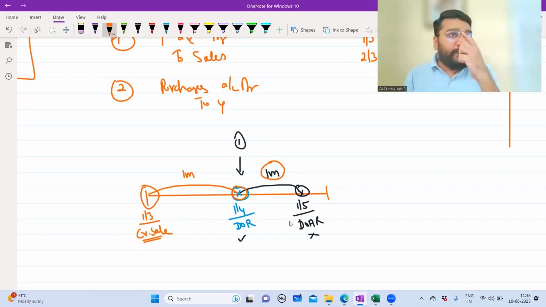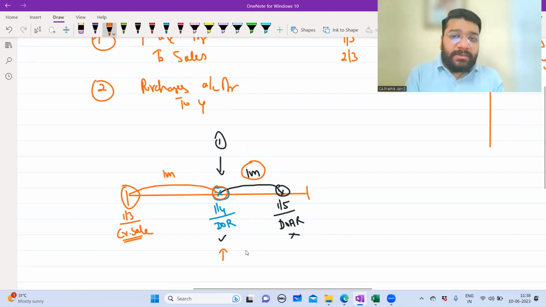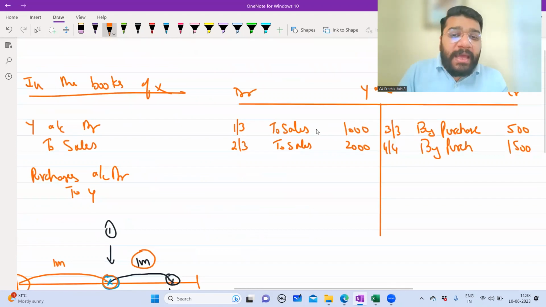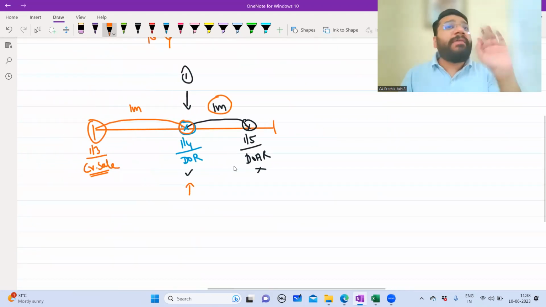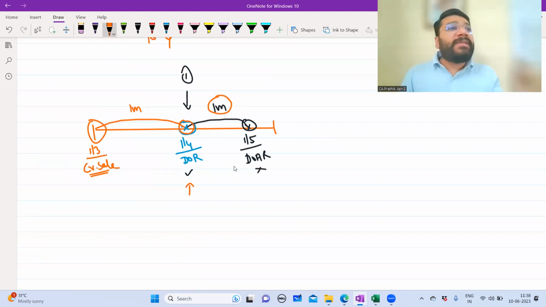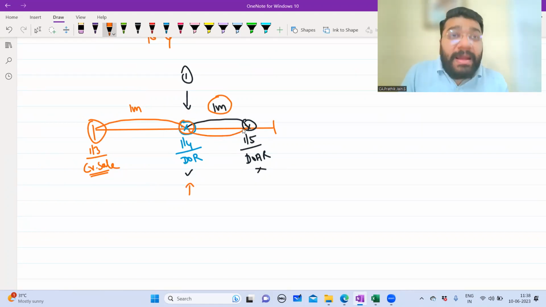But technically, why does a businessman charge interest? Because let's suppose X would have received this money on 1/4. He wouldn't have kept that money idle. The money of this sale value, which is 1,000 rupees, had he received it on the due date, which is 1/4, he would not have kept it idle. He would have invested that money in his business. He would have purchased some goods. He would have sold those goods. And during this period, he would have made some additional income.